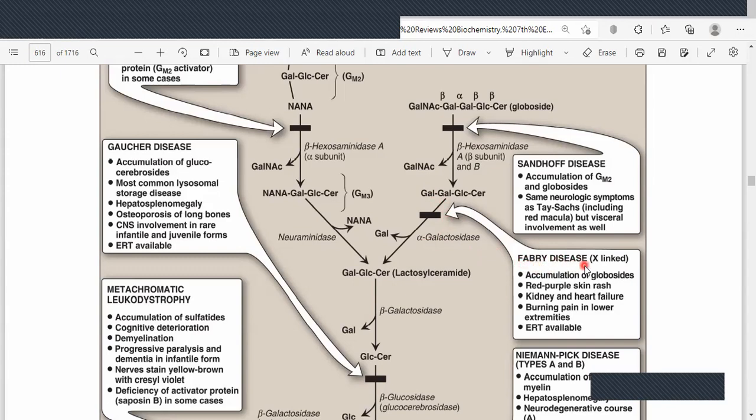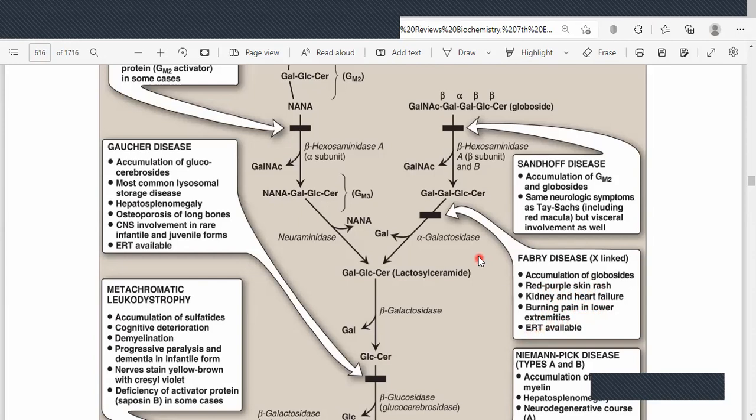Fabry disease. It is the only lysosomal storage disease that is X-linked. It is X-linked. The only one. The others are autosomal recessive. But this one is X-linked. Remember that. Accumulation of globosides, red purple skin rashes, kidney and heart failure, burning pain in lower extremities, but luckily we have enzyme replacement therapy.